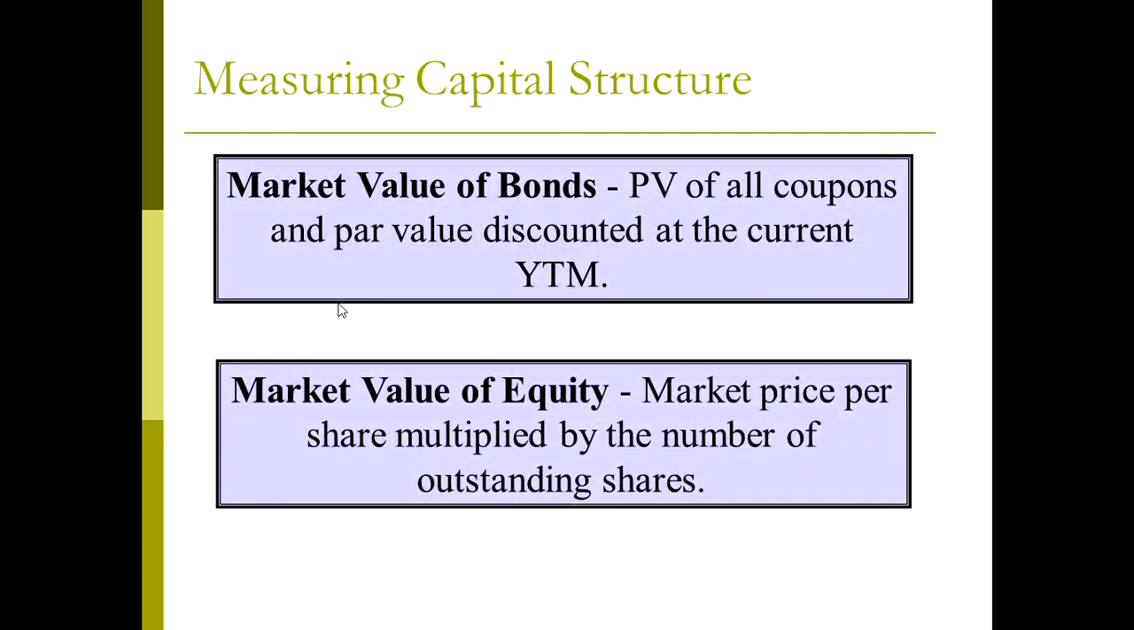Okay, so the market value of the bond is the present value of all coupon payments and par value discounted at the yield to maturity. Basically, you need to calculate the price of the bond. Market value of the equity is the market price per share multiplied by the total number of shares outstanding.